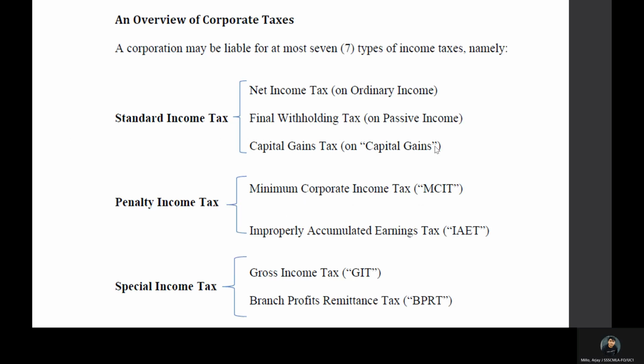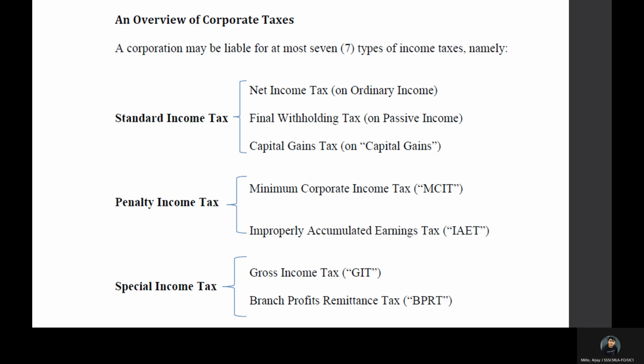Let's start. Just to give you an overview, so these are the 7 corporate taxes and categorized siya into 3. So we have the standard income tax. So ito yung mga natapos na nating discussion: yung net income tax on ordinary income, the final withholding tax on passive income, and the capital gains tax on capital gains. So meron na lang tayong 4 remaining classification of taxes na i-discuss.